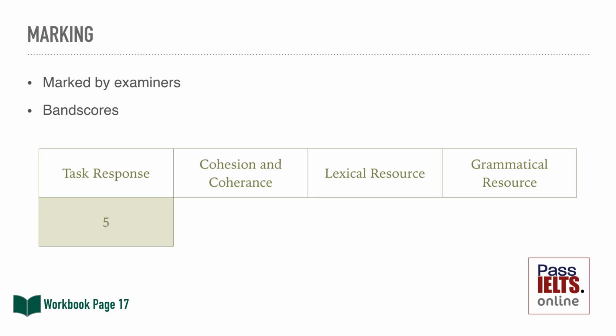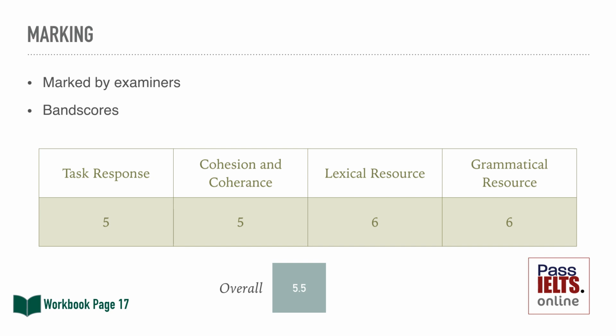For example, if you were to get a 5 in task response, a 5 in cohesion and coherence, a 6 and a 6 for lexical resource and grammatical resource, you would overall get a 5.5 as it is the average. We will look at this criteria and its relevance in the writing task in this lesson. Each marking criteria is marked, but you won't ever get to see the score. The score you will get to see is an overall score which is made up of tasks 1 and 2.